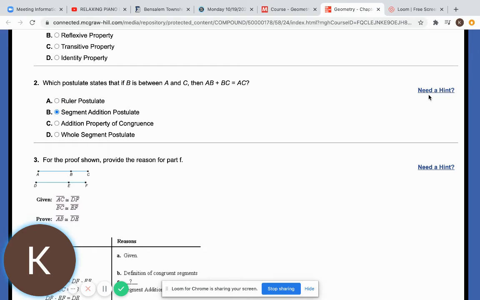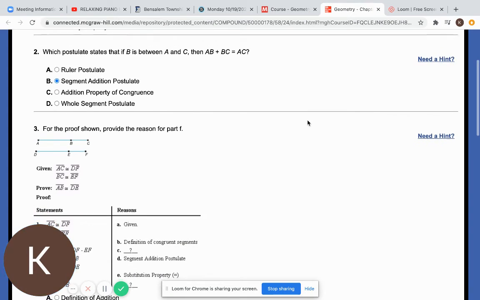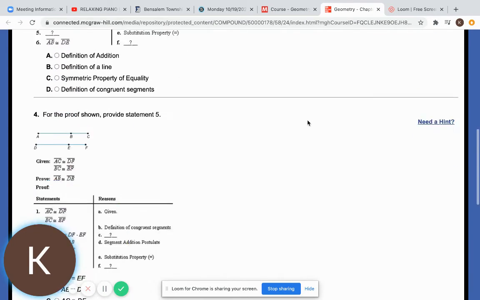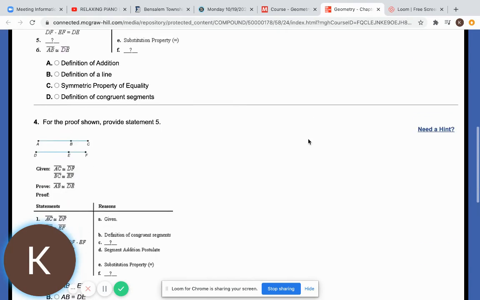Let's see what happens if you hit a hint. Oh, wow. Okay. Yep, that wasn't super helpful, but I guess, hey. Okay, so 3, 4, and 5 all work off the same proof here. So what we're going to do is go through this.